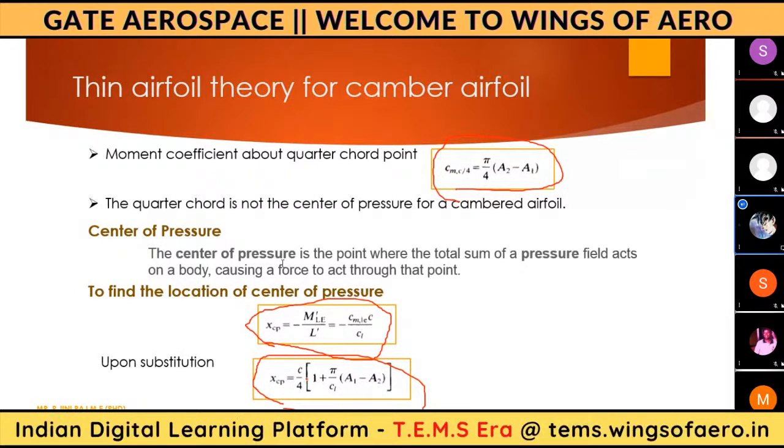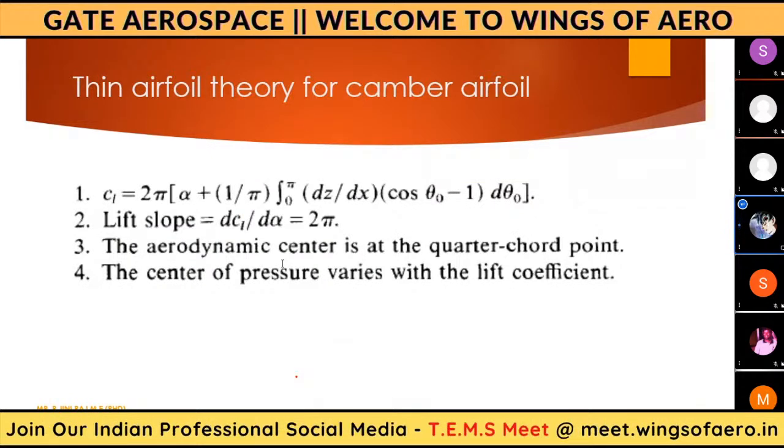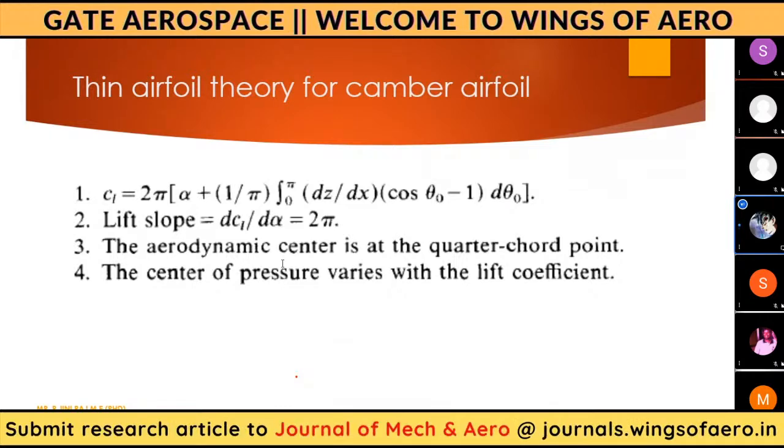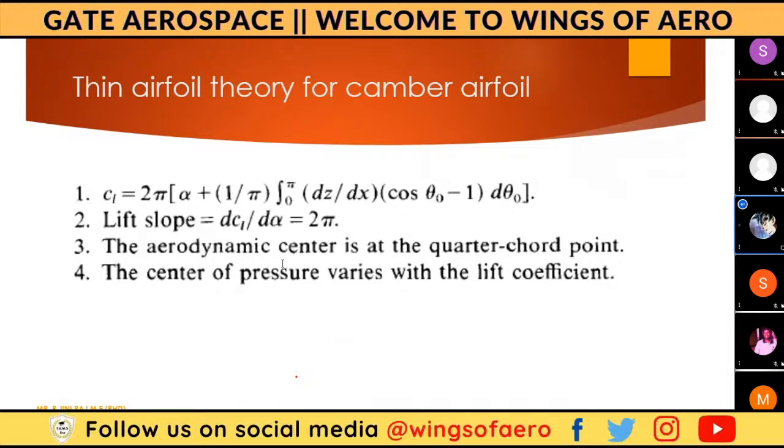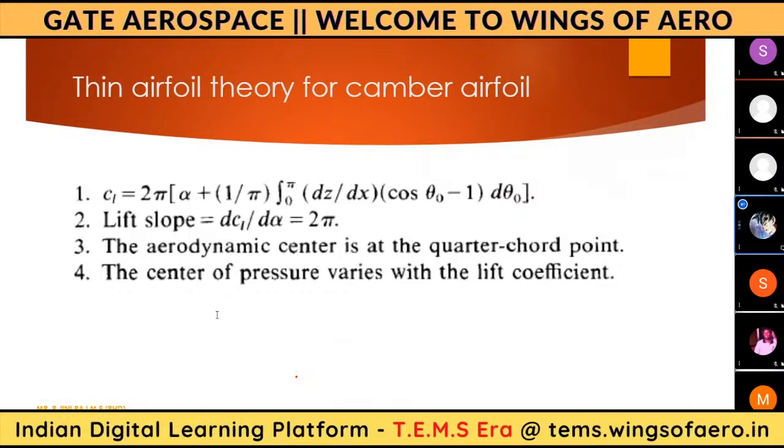So these are the results for thin aerofoil theory for a cambered aerofoil. C_L equals 2 pi into alpha plus 1 by pi integral from 0 to c. In the last session, for a symmetrical aerofoil, we found that C_L equals 2 pi alpha. But here we have a specific equation for dz by dx and alpha values. By substituting all those, we will get the final C_L value.